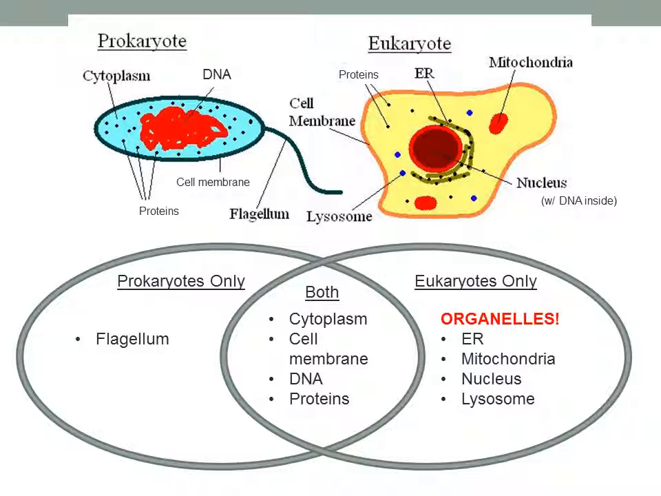We see that prokaryotes, something unique about them is that they have a flagellum, which is that little tail. And eukaryotic cells actually have organelles that prokaryotic cells don't have. Organelles are workers of the cell that have a very specific function that allow eukaryotic cells to be slightly more complex. Some examples of these organelles would be an endoplasmic reticulum, or the ER, the mitochondria, the nucleus, and the lysosome. Some shared characteristics is that they both have a cytoplasm, so that's the space inside the cell outside of the nucleus.